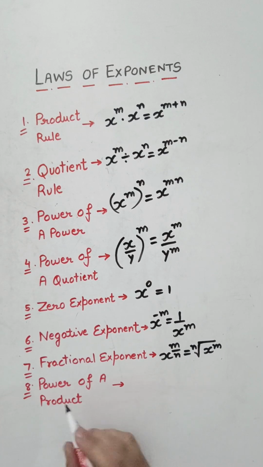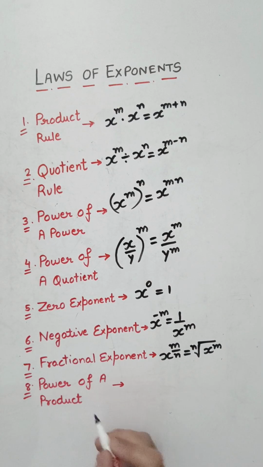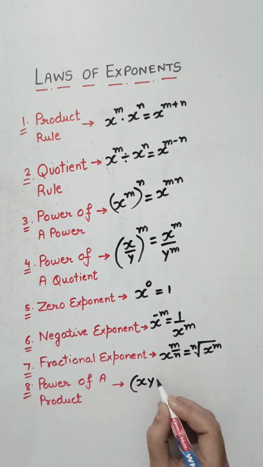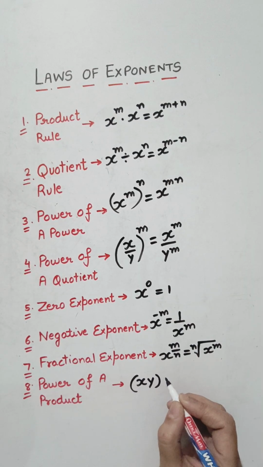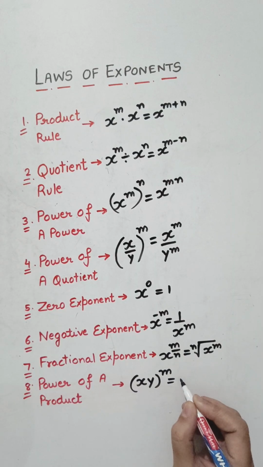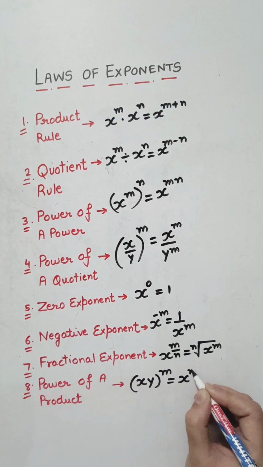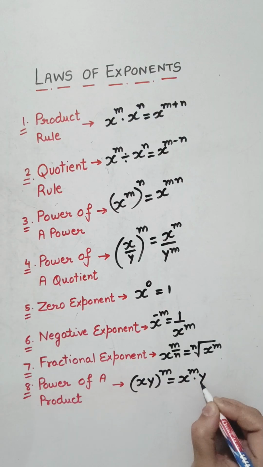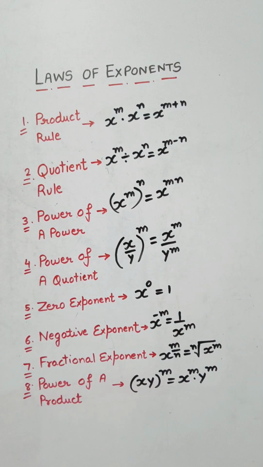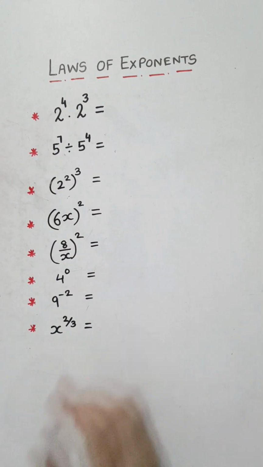Now power of a product. So if we have two different bases and we have a common power, we can separate it. The power will get attached to each base. Okay, so these are the 8 laws of exponents. Now I will be taking examples. Now these are the examples.